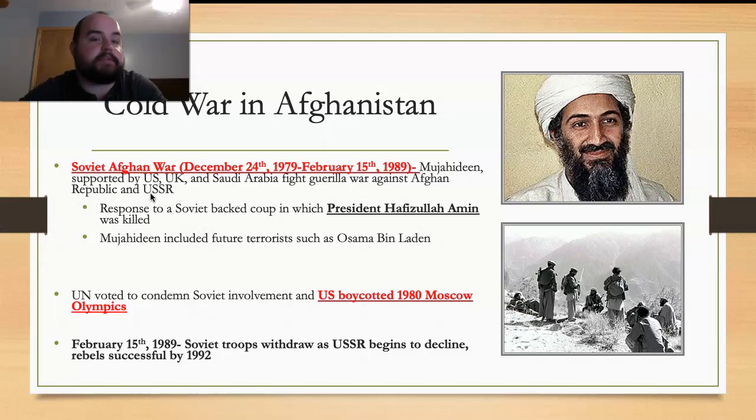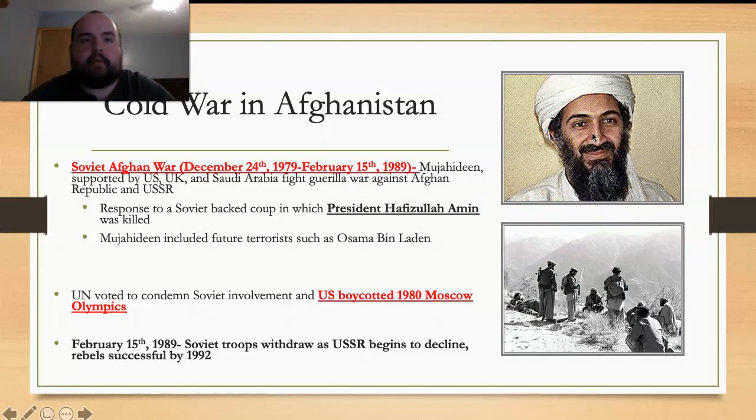This war was started in response to a Soviet-backed coup in which the president at the time, Hafizullah Amin, which I'm probably mispronouncing, was killed. One of the most important aspects to remember of this conflict is that the former Mujahideen did eventually include future terrorists such as Osama bin Laden. As you might imagine, and as you can see here, the United States and other countries were directly involved in supplying these Mujahideen troops. These troops who were originally allied with the United States against the Soviet Union, many of them would eventually turn on them, obviously including Osama bin Laden.